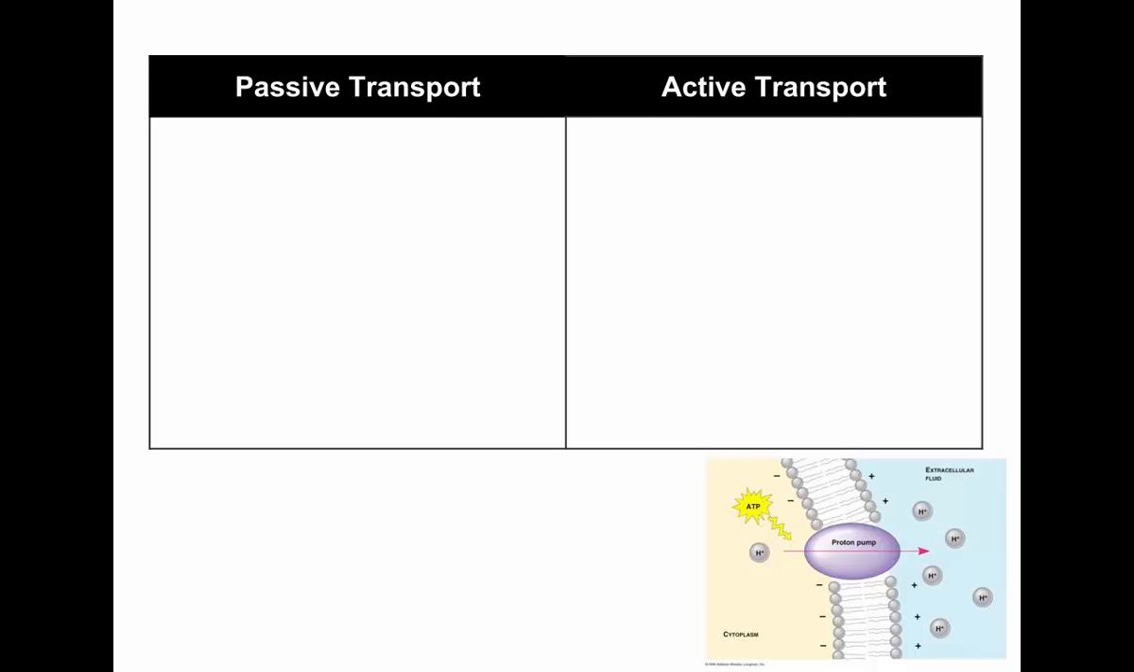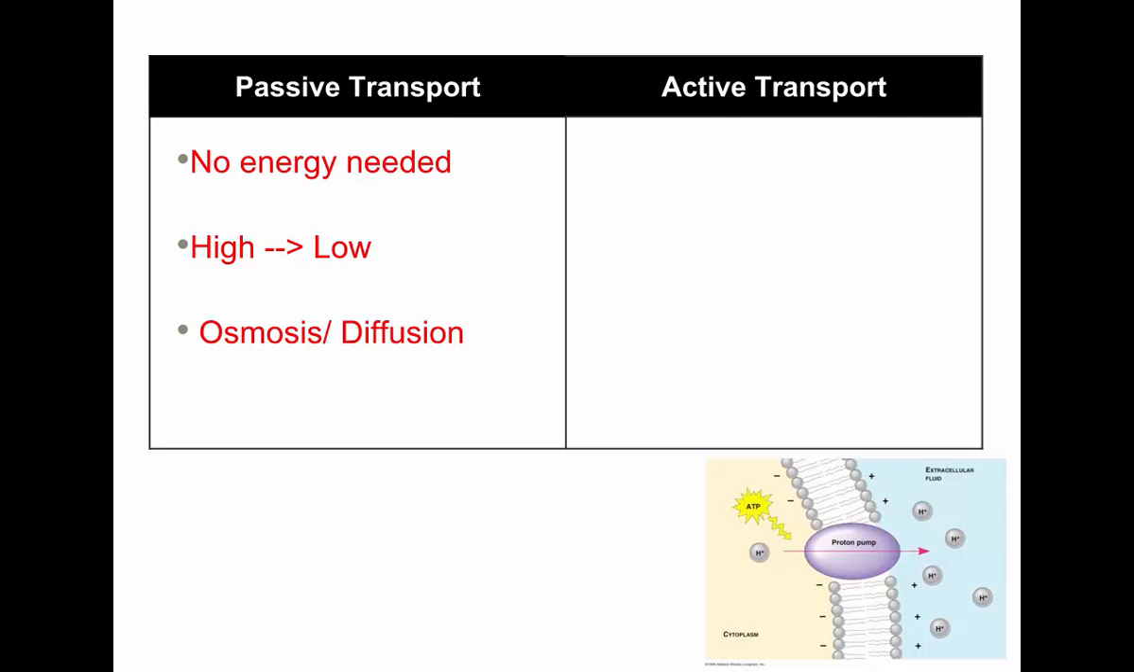So what we've talked about so far, diffusion and osmosis, are types of what we call passive transport. It just happens on its own. It doesn't need any energy. Osmosis and diffusion are examples of this passive transport.